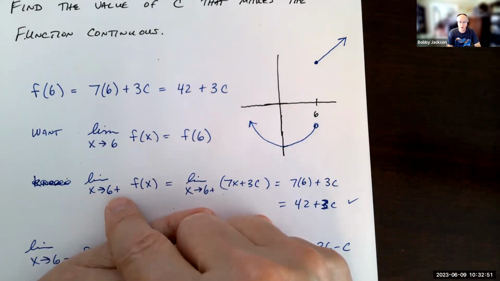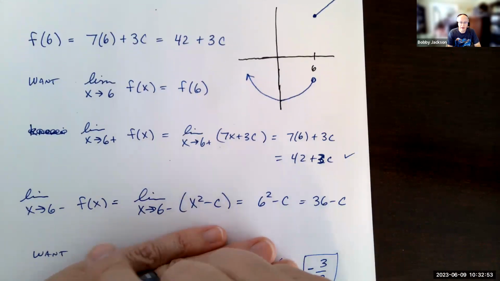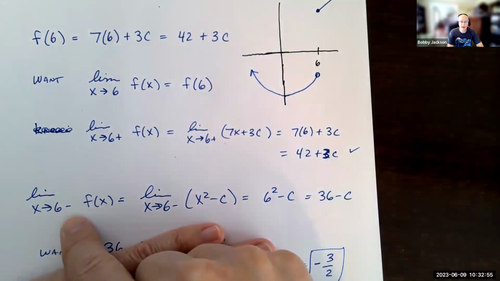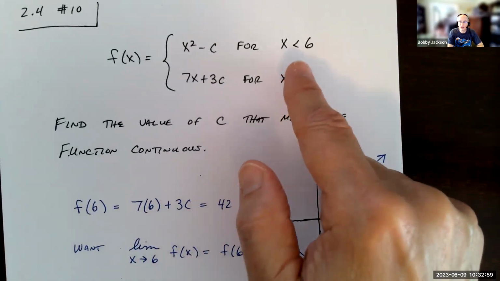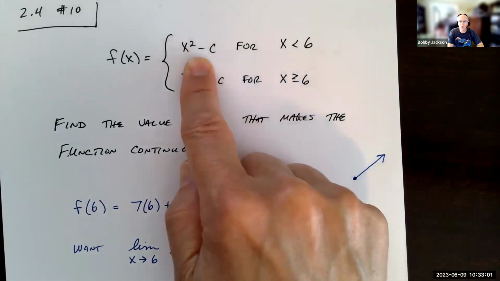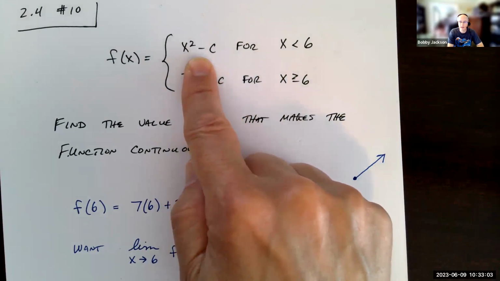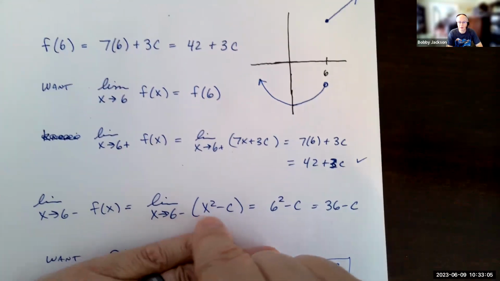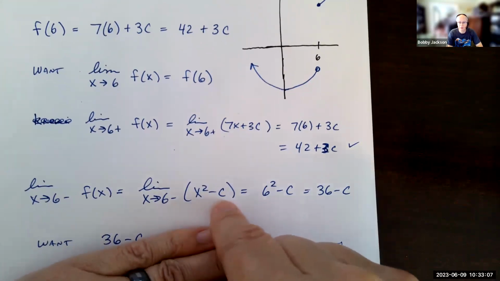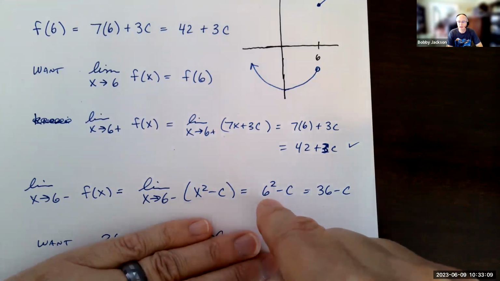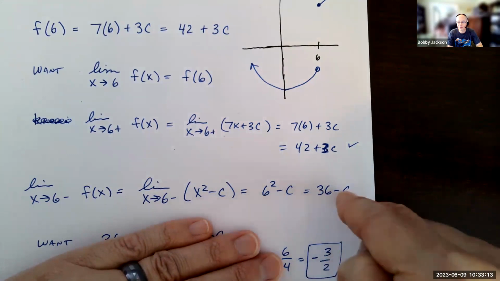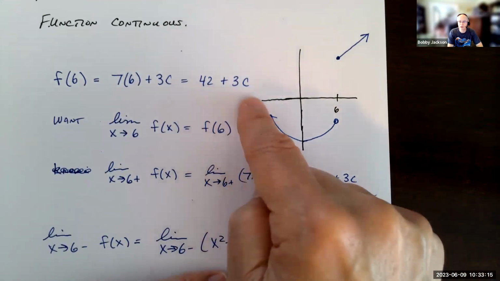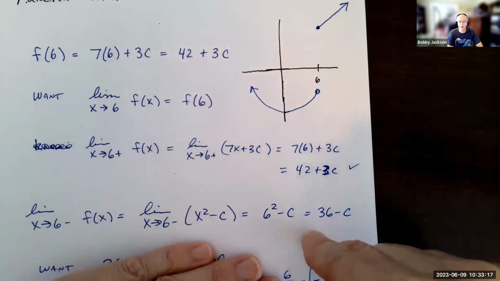The limit from the left, as we approach 6 from the negative side now, what's that going to be? Well, if we're approaching 6 from the negative side, below, we have to use this formula, x squared minus c, right? So I'm going to take the limit as x approaches 6 from the negative side of x squared minus c, and this is plugging in 6 squared minus c, or 36 minus c. Well, 36 minus c, is that equal to 42 plus 3c? Well, we need it to be, right?